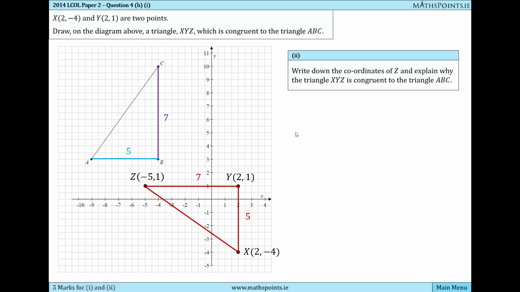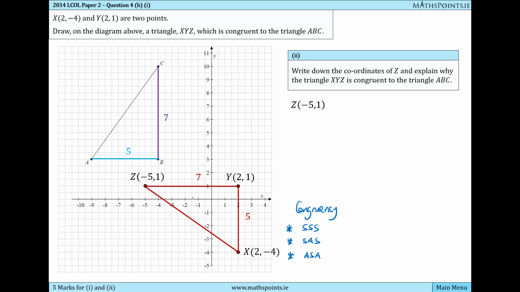Part 2 of the question then asks us to write down the coordinates of Z, which we've already done, (-5, 1), and explain why the triangle XYZ is congruent to the triangle ABC. For congruency, we have to meet one of the following conditions. Either all the sides in the two triangles are equal, 2 of the sides and 1 of the angles are equal in measure, or 2 of the angles and 1 of the sides are equal.